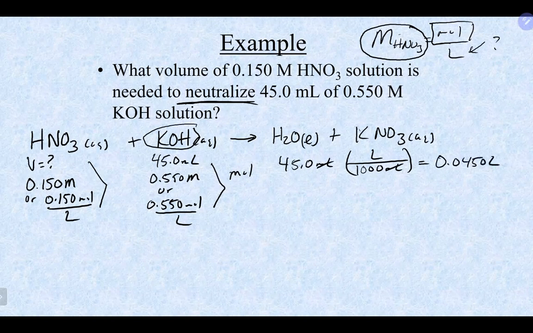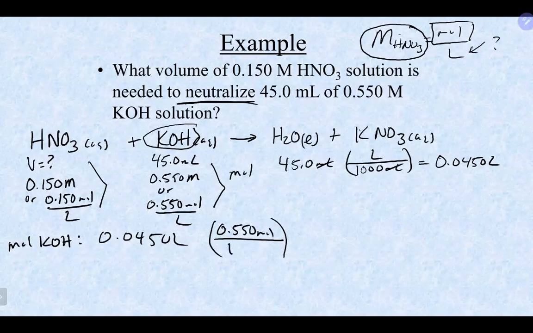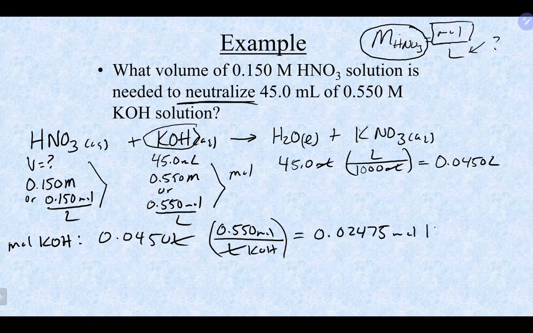0.045 liters. And now that we have that, we could do our moles of KOH, which would be our volume, timesing it by the molarity of the KOH, which is 0.550 moles per liter. The liters will cancel, and that will get us 0.045 times 0.550, 0.02475 moles of KOH.